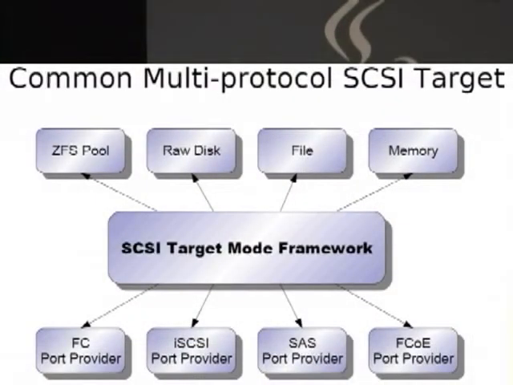Moving on. So this is sort of a better description of what I just really badly tried to describe to you. So at the top, we have the backing stores. At the bottom, we have essentially the target drivers, the port providers. And so today, we have fiber channel. We also have iSCSI. SAS is in the works, and fiber channel over Ethernet, I think, is going to be coming towards the end of the year.